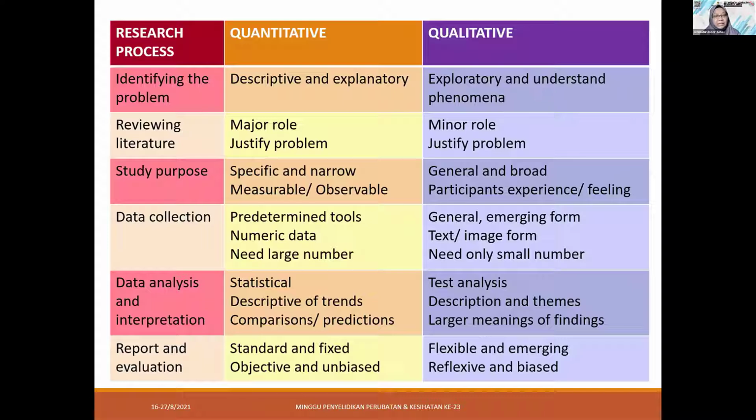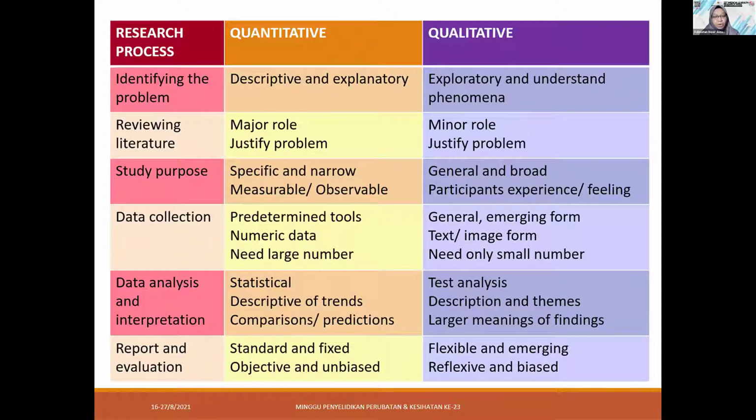In terms of data analysis and interpretation, in quantitative, because we use numerical data, we need to analyze it using statistical analysis methods. We usually describe trends, then make comparisons and predictions of risk factors, etc. In qualitative, it's more of text analysis, and we present it in a descriptive manner, focusing on certain themes. Then it usually gives a major meaning to the findings.